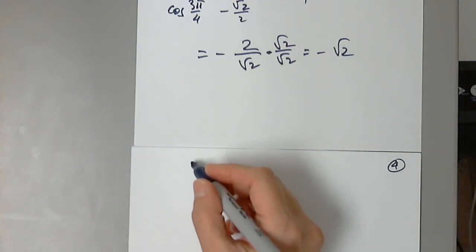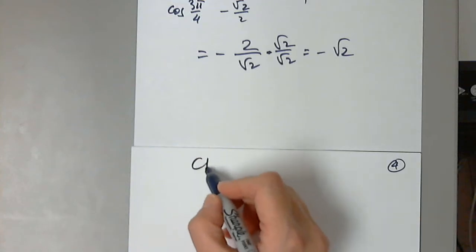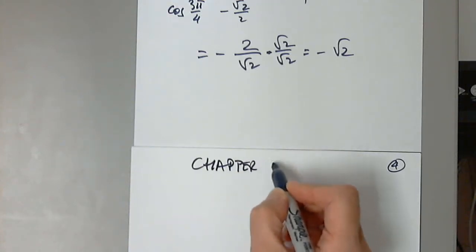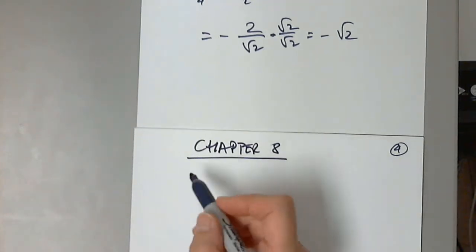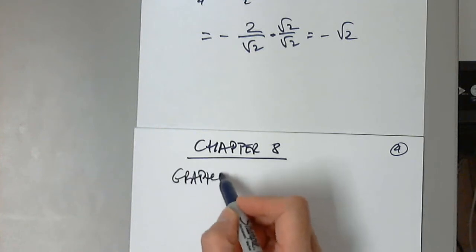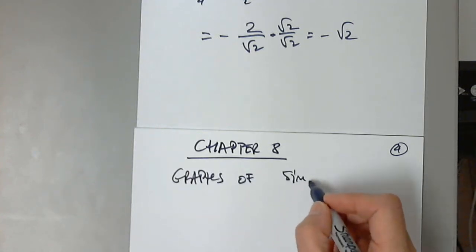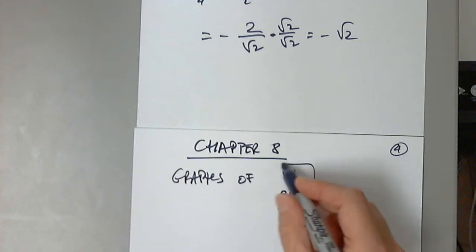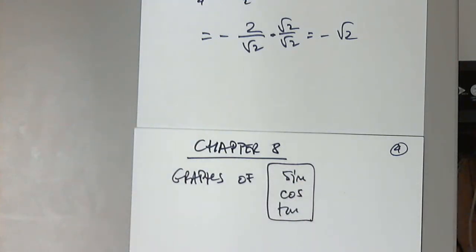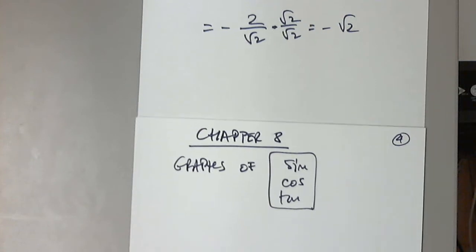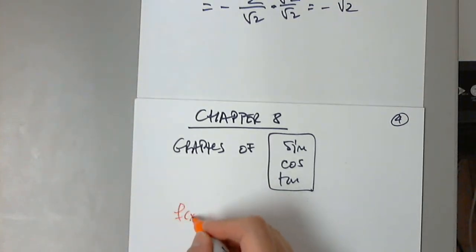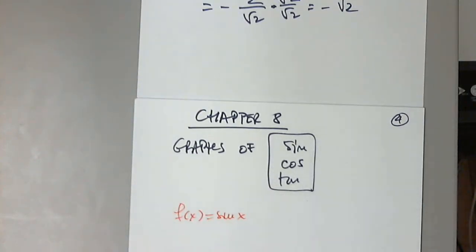So this is chapter 8. And we're going to focus on the graphs of sine, cosine, and tangent. Yes, I will show you the graphs of the other ones, but these are the most important ones that you will see very frequently. Okay, so let's look at the graph of f of x equals sine x.